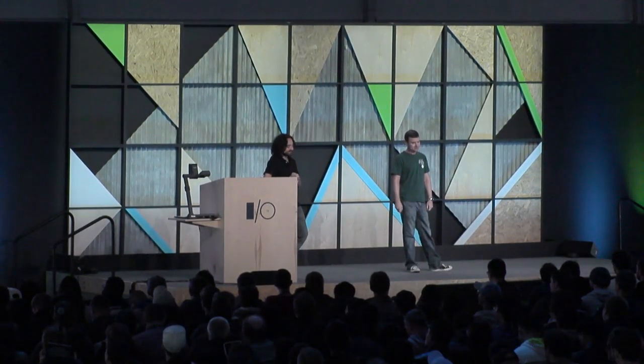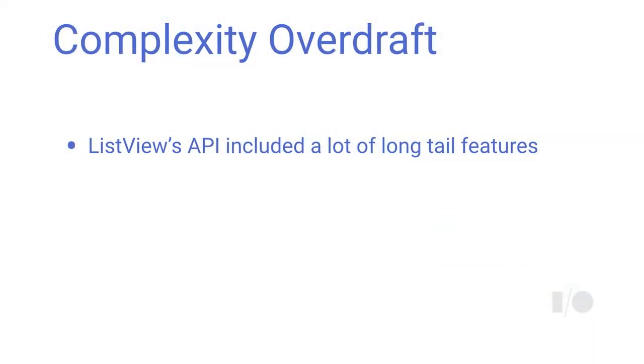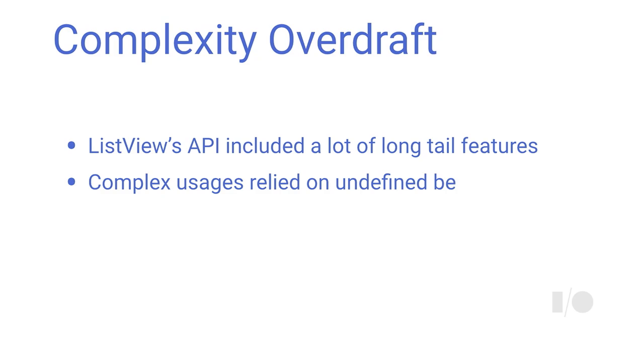It's nice. But really, as we kept adding features to ListView, we kind of hit this complexity overdraft point. We had so many features that kind of sort of interacted with each other, but not really. All of them a little bit one-off. And it was just all of these long-tail features that led to a lot of very strange interactions.